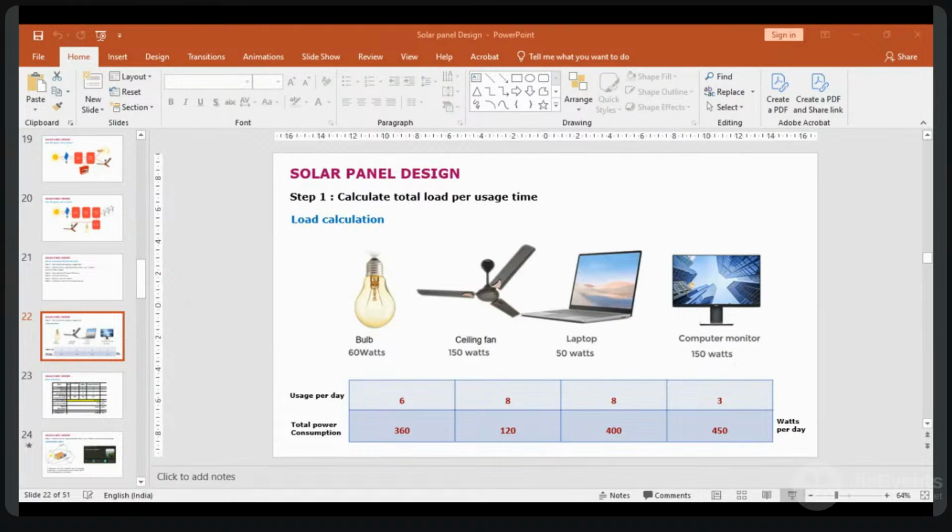Now we need to know the panel design. Step two is to identify the sun availability time in our location and the orientation angle. Yes, right. I already told you, we have the first different slide, which was not shown.